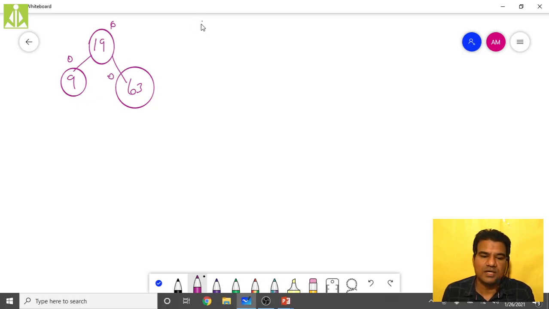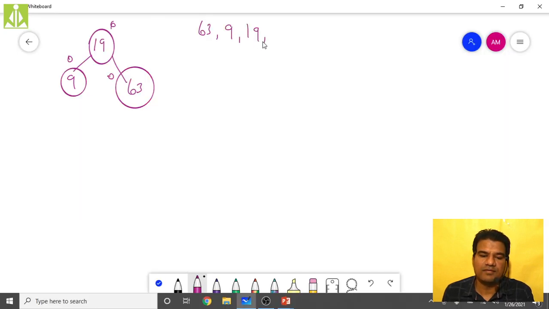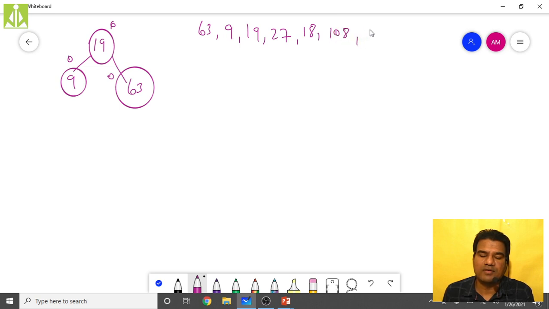63 we have, then 9 we have, 19 we have, after that 27, 18, 27 we have, 18 we have, 108, 99, 108 we have, 99 we have, then 81. See, listen to this very carefully because I will give an assignment on this one. So 63, 9, 19 we have already inserted. So we are going for 27 now. 27 compared with root node, it is greater. So come over here with 63. Compare with this 63, it is smaller. So 27 will come like this.